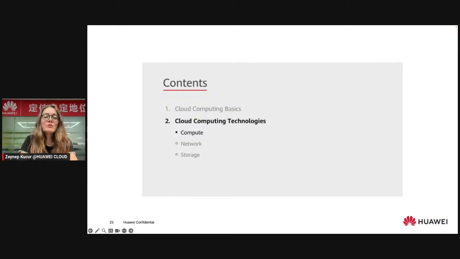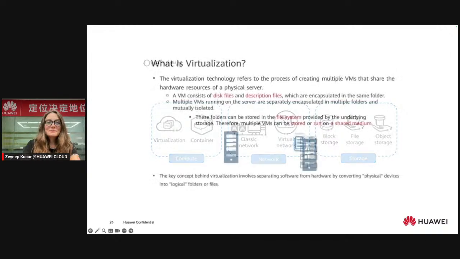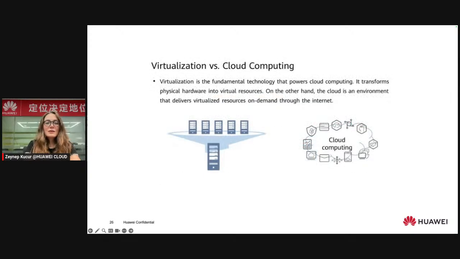Here in the second section, we talked about compute, network, and storage. We had an overview. We said in compute, there is virtualization and containers. In network, there's classic networks, virtual networks. In storage, there's block storage, file storage, and object storage. We talked about virtualization and what enables virtualization. Then we mentioned that cloud computing cannot be imagined without virtualization.